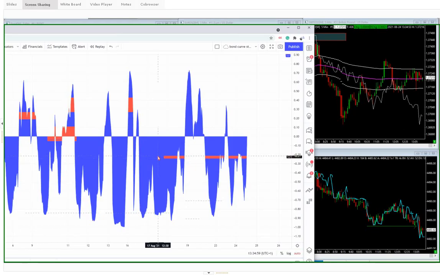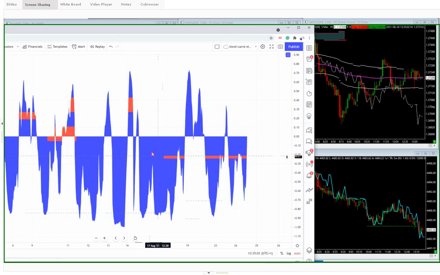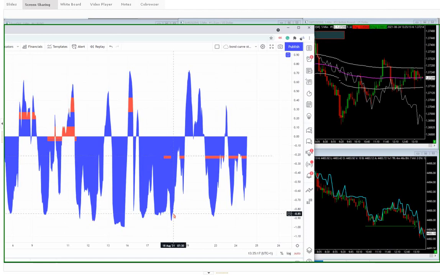If this is the correlation coefficient between the 2's 10's and the 10's 30's, when the correlation coefficient is negative, do the bond prices go opposite the curve or with the curve? And when I talk about the curve, I'm talking about the 10's 30's. Opposite or with when the correlation coefficient is negative?